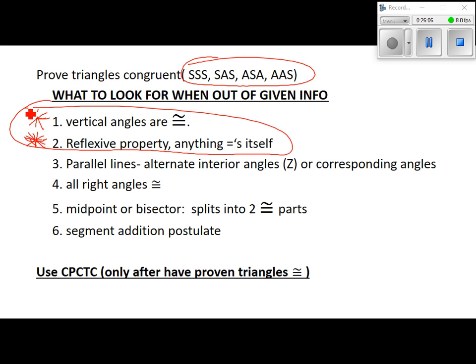Now the parallel lines, so if you see this symbol, I guarantee there is a problem like this on the test. You see that symbol? What should you look for first? Look for that Z. See if there's alternate interior angles and know that they're congruent. If you have two right angles in a problem, what do we know about all right angles? They're congruent. Midpoint, segment bisector, or angle bisector, and we're going to talk about this more here in just a minute. Whatever it is, it splits it into two congruent segments or two congruent angles. Segment addition postulate.